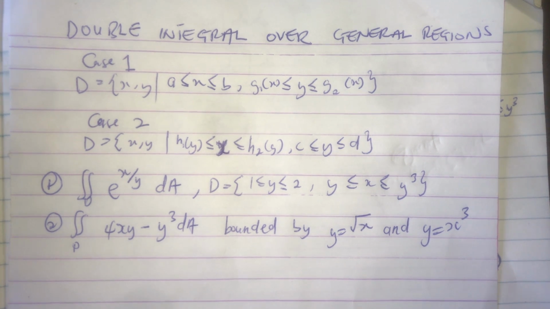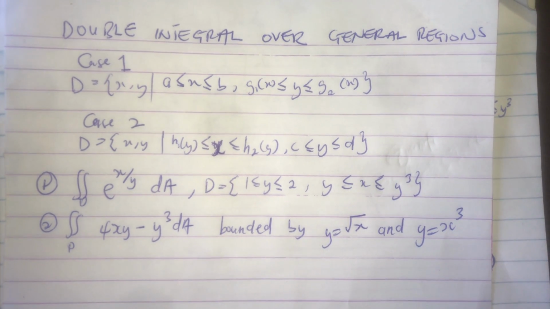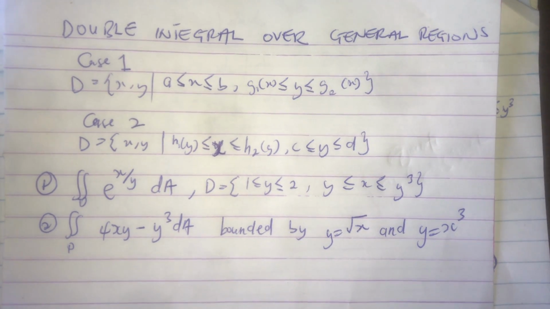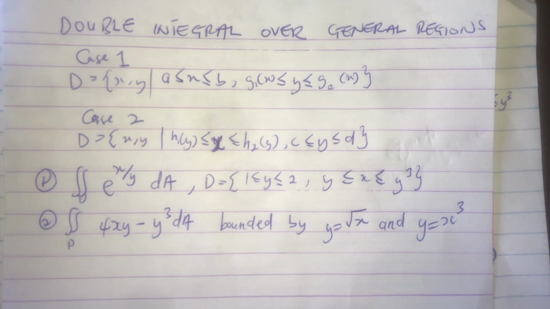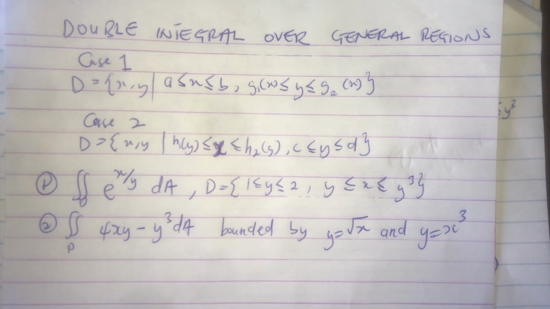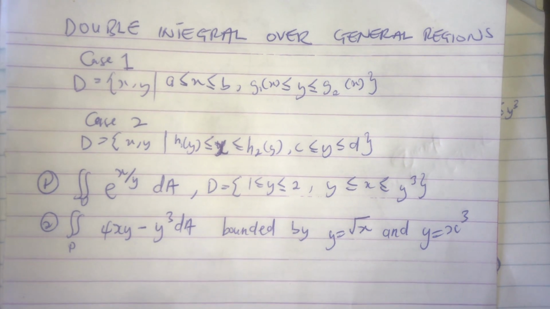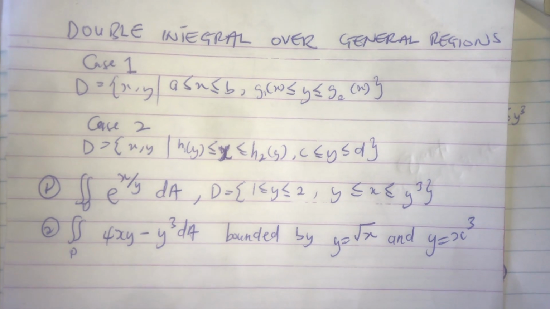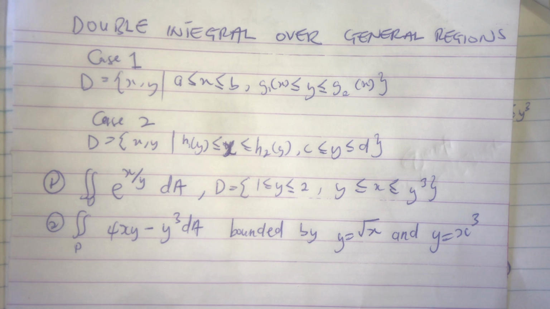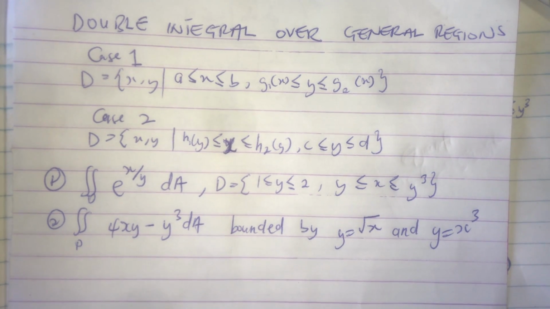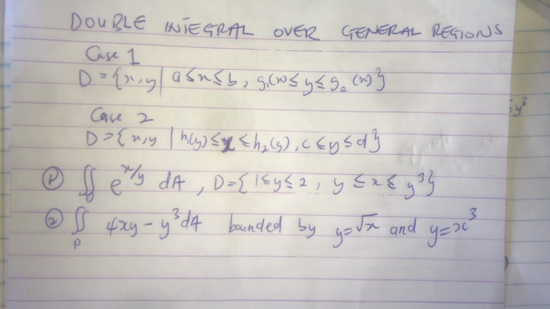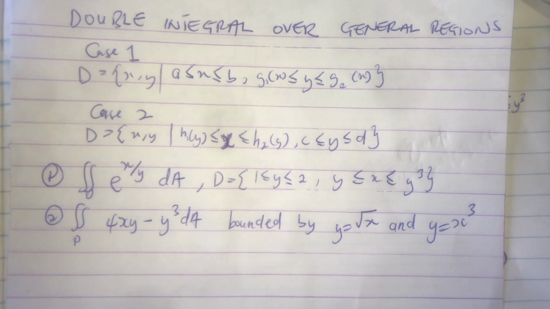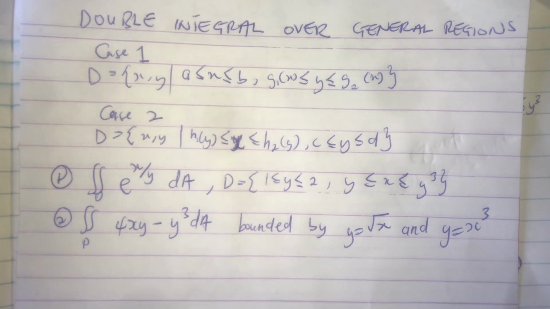With the first case, we have a region where the limit of y is a function of x. And for the second case, the limit of x is a function of y. So we are going to look at how to handle both cases. With the first case, we are going to look at example 1, where we have the double integral of e power x over y with limits y from 1 to 2 and x from y to y cubed.